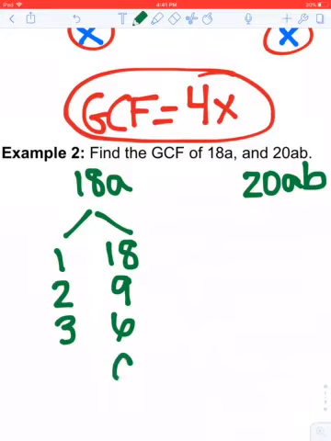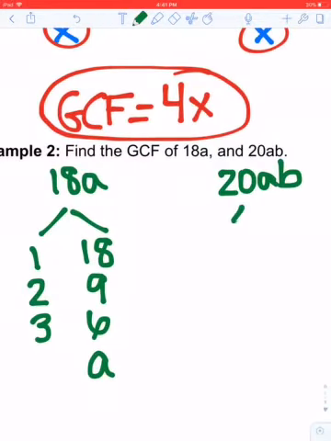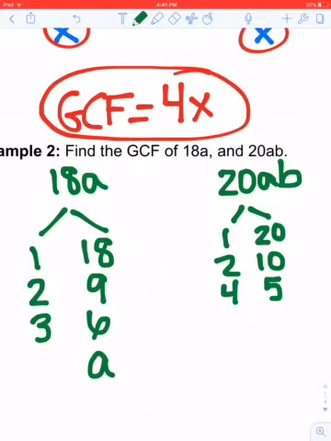And I have a variable, which is a, so we have to put that in our list of factors too. Now I can go ahead and move on to 20. So 20, we have 1 and 20. We have 2 and 10. 3 doesn't work, 4 and 5. And if we look, 5 is in the right-hand column, so we are all set.